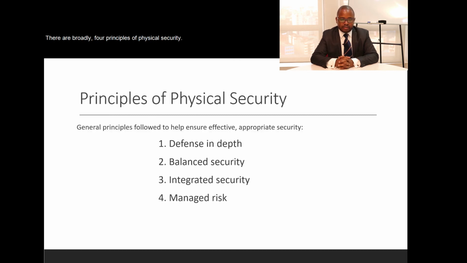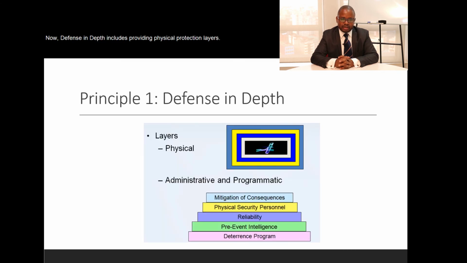There are broadly 4 principles of physical security. We will look at them one by one, and the 4 are defense in depth, balanced security, integrated security, and finally what we call managed risk. Now, defense in depth includes providing physical protection layers, and other than that, there are administrative processes that have been put in place to provide the security.